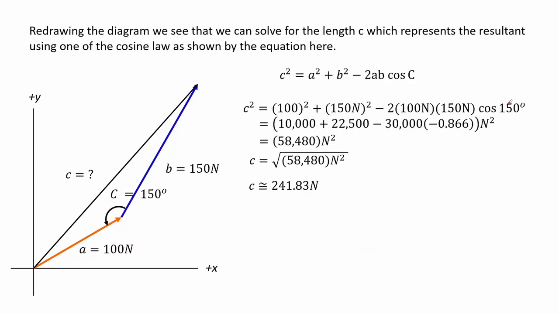Now we have sufficient known values, and if we compare with the cosine law, we are able to determine the appropriate equation, solving for C. Substituting the known values, we obtain the value of C to be about 241.83 newtons. Reminder, do not forget to set your device or calculator in degree mode.